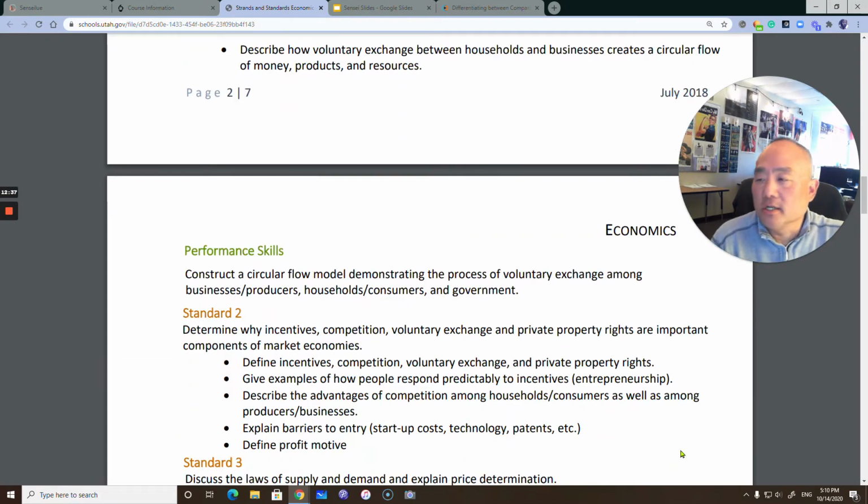Next, performance skills. You need to know in your performance skills that you need to know these concepts. What is the difference between a household, or what is a household / consumer? What exactly defines a government, business, producers, and so forth.